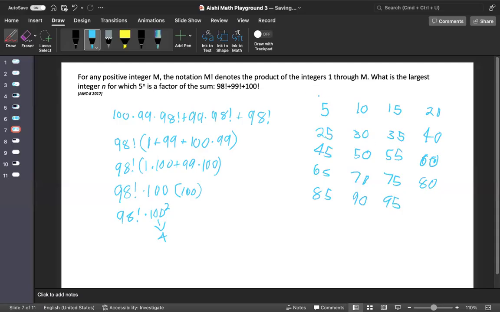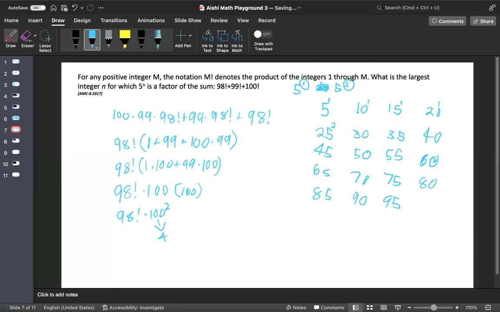95. Okay, so we have to see how many of these are divisible by 5 and 25. So 5 is 5 to the power 1, and 25 we can write as 5 to the power of 2. If it's only divisible by 5, we're going to write 1. If it's divisible by 25, we're going to write 2, because that's how many powers of 5. So 5 is 1, 1, 1, 1, and at 25, we're going to get 2.